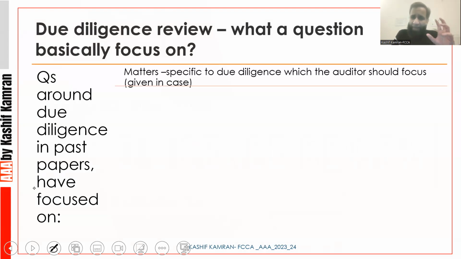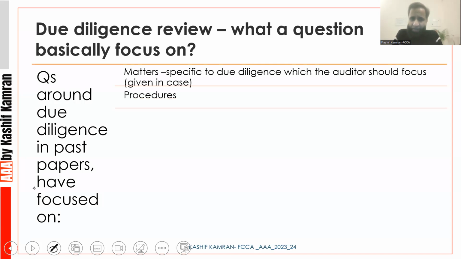Number one, matters specific to due diligence, which the auditor should focus on. In most of the questions on due diligence, the examiner will ask you to evaluate the matters, but these are not matters for accepting the engagement. These are not practice management matters, but matters specific to the due diligence given in the case scenario.